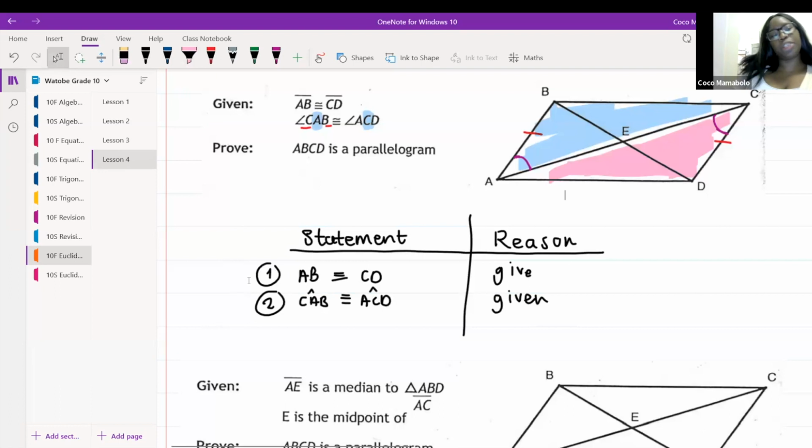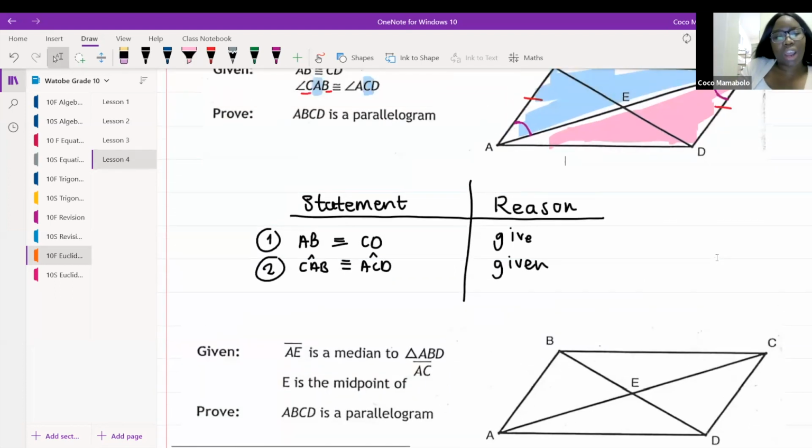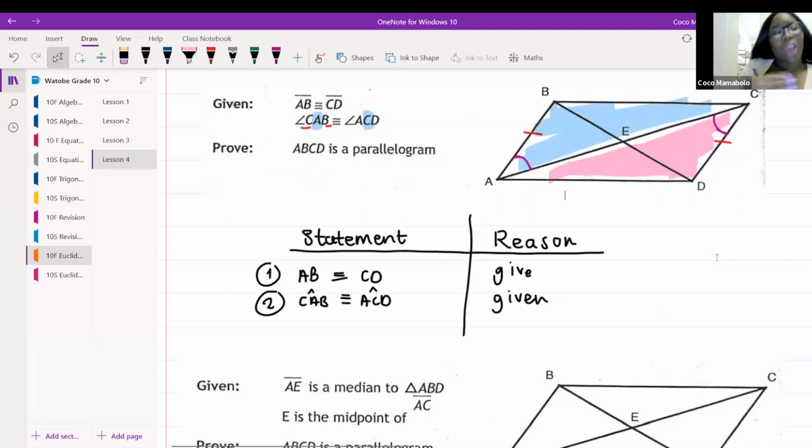Okay, Sinesipo is asking, can we use the fact that there's alternate angles? No. If you try and say that, what you're actually saying is that they've already told us that they are parallel, and they haven't done that. They haven't done that.